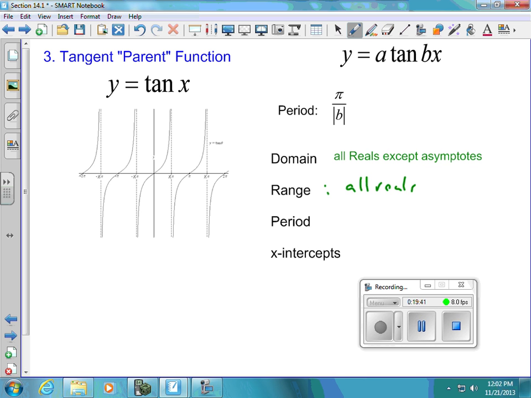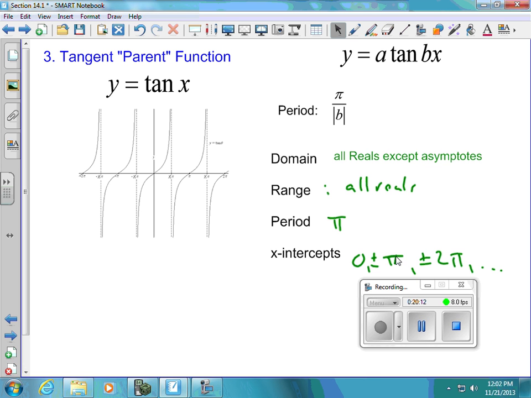Period, x-intercepts. For this one, you can see they intercept the x-axis at 0, and then every pi plus or minus away. So every 0, and then pi either way, either direction. That's what it is for the parent function. For the parent function, b is 1, so the period is pi. So that's the parent function, y equals tangent of x.